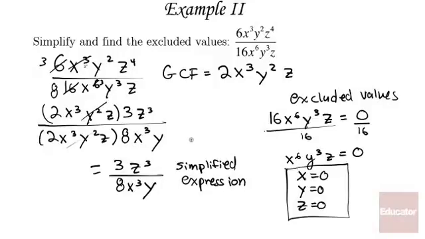So again, simplifying by canceling out the greatest common factor, which I did, and finding the excluded values by going back to the original expression and setting the denominator equal to 0 and determining that if x is 0, y is 0, or z is 0, all of those are excluded values, all three.